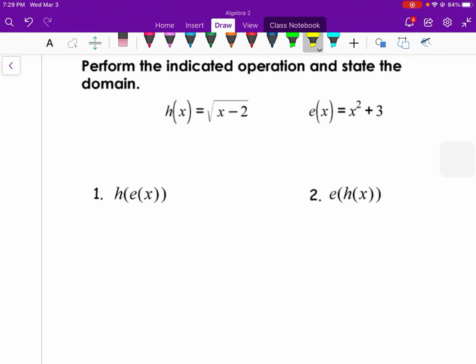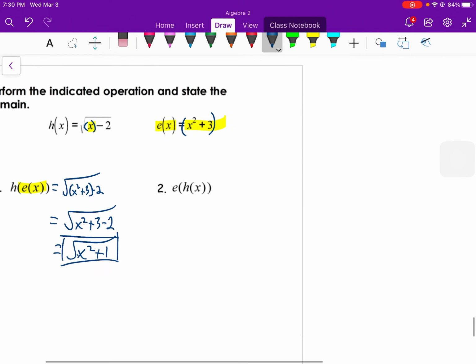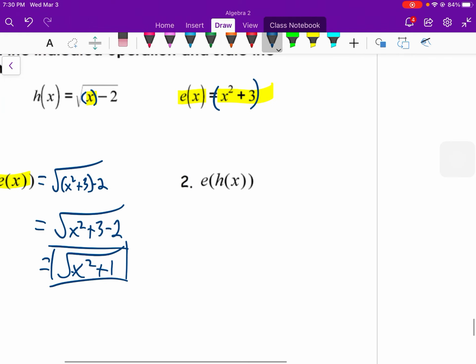So when we compose h of e of x, we need to plug in e of x where x is. So that's this. So let's put our parentheses to emphasize it. So it's the square root of x squared plus 3, squared, minus 2. We can simplify that to x squared plus 3 minus 2. And then combining like terms, we get x squared plus 1. That's that composition. Now let's do the other way.